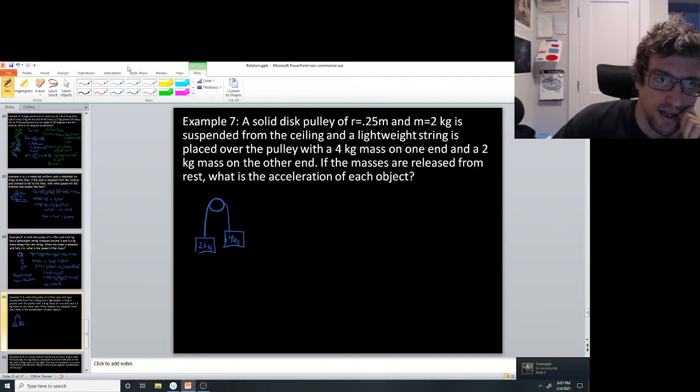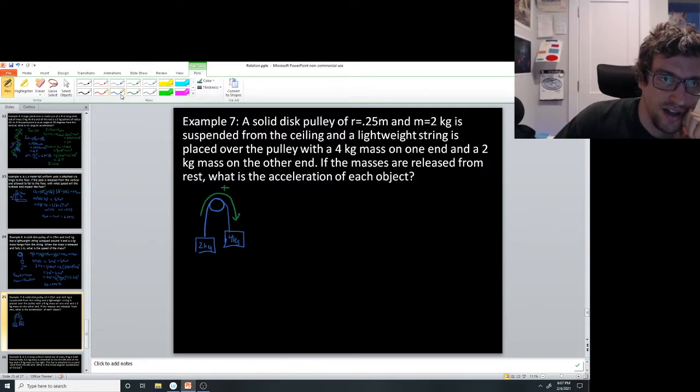Connected objects. What's the first thing you do with a connected object problem? You draw the positive direction. Second thing you do is draw the force diagram. Fg on 4, we've got tension up. Fg2, tension up. Here's where it gets interesting.